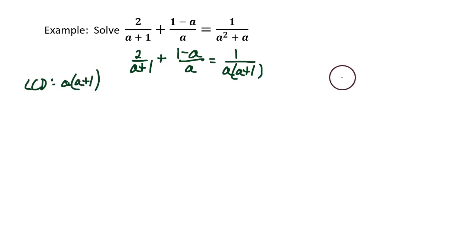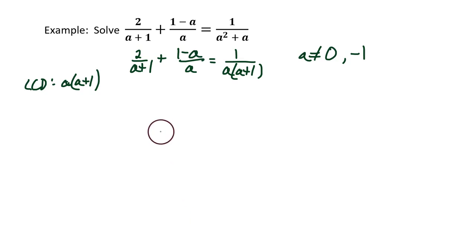Either now or later, you have to identify the restricted values. A cannot be 0 because of that denominator right there. And a cannot be -1 because of this denominator here. When we get done solving, if one of our answers is 0 or -1, we need to cross that answer away.